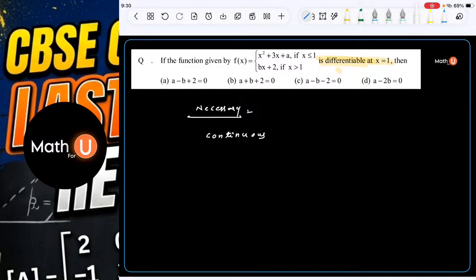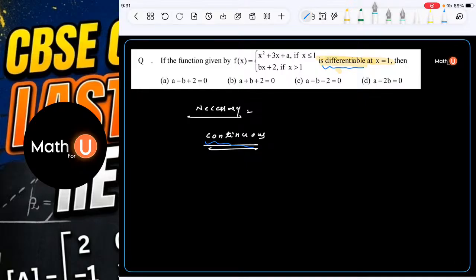First you should check whether the function is continuous or not. If this function is continuous, then you check differentiability. If the function is not continuous, there is no need to check differentiability. If the function is not continuous, the function is not differentiable also. He already provided that the function is differentiable, which means the function is continuous also. Every differentiable function is continuous.